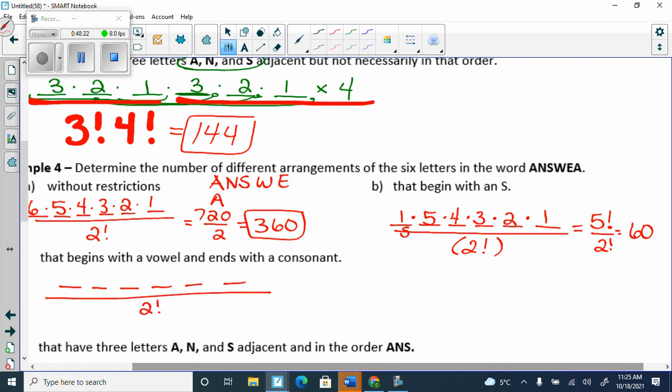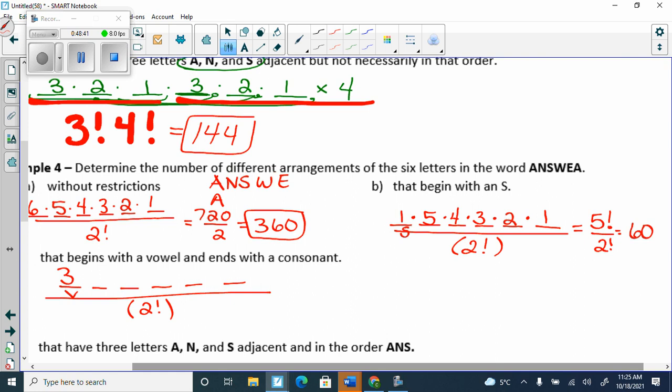2 factorial is going to be on the bottom. Now it has to begin with a vowel. The catch this time is how many vowels are there? 2. There are not 2. There's 3. Combine the A's? But we don't do that, right? We treat them like they're different because the 2 factorial gets rid of all the cases where they're the same.